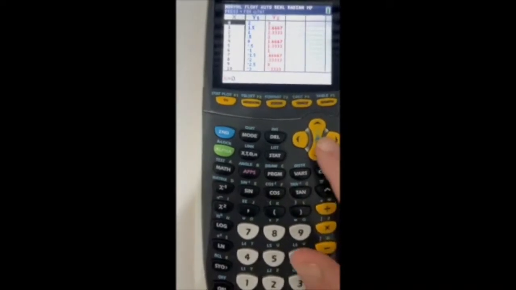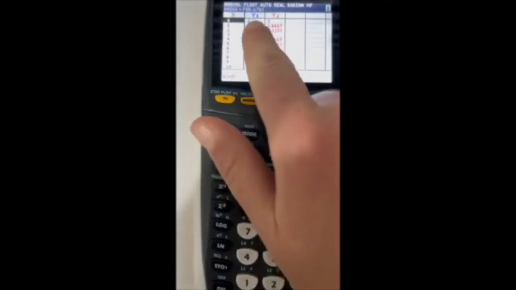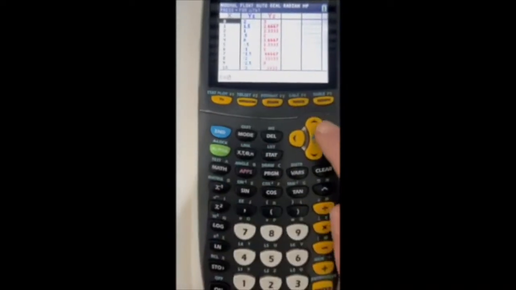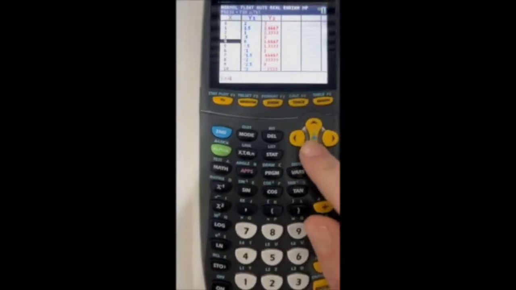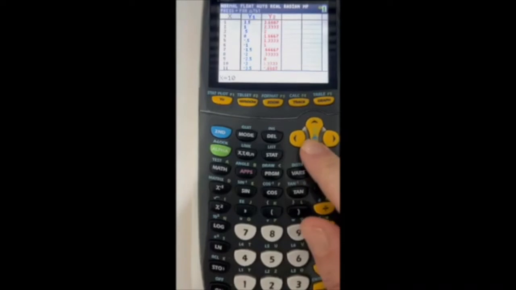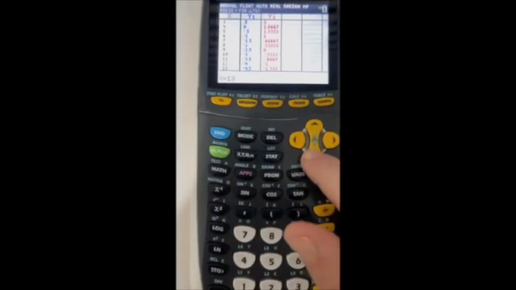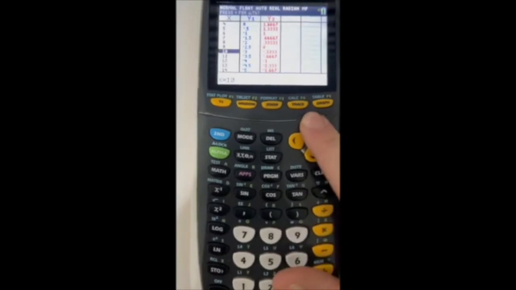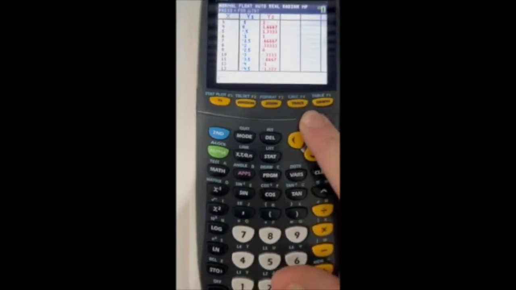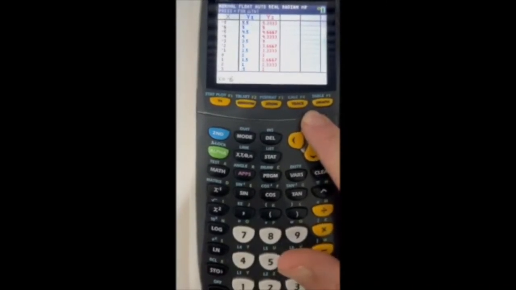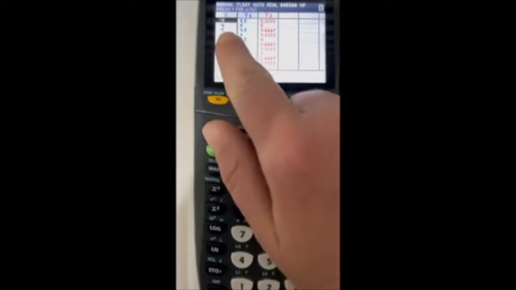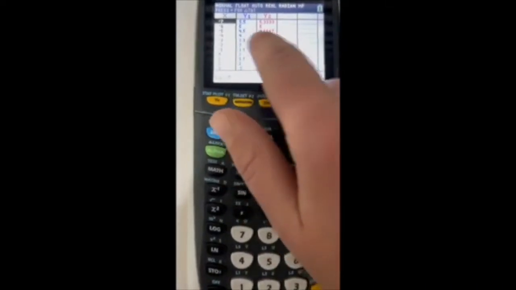Next, we need to scroll through our table to find where the y1 values are equal to the y2 values. We can go down this way, and as we go down, we'll notice that the y1 values are getting further away from the y2 values. So let's go in the opposite direction. Once you start scrolling in the negative direction, we're going to find that when x is negative 6, both the y values are the same.